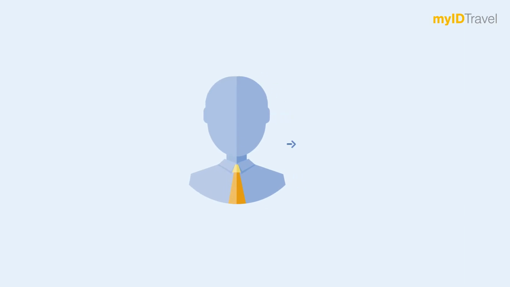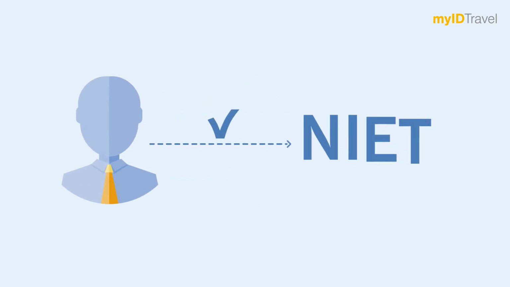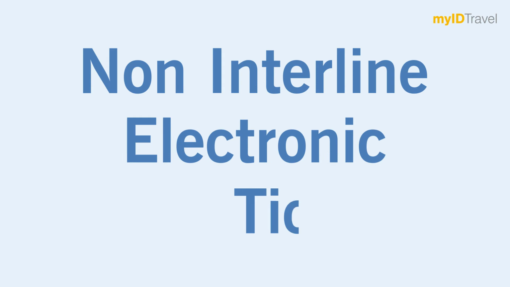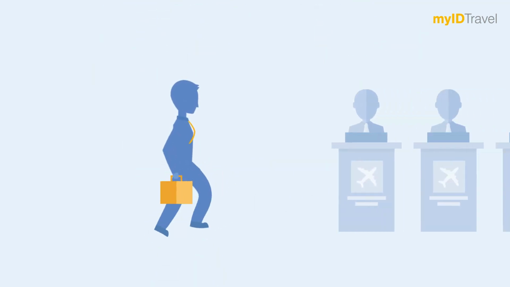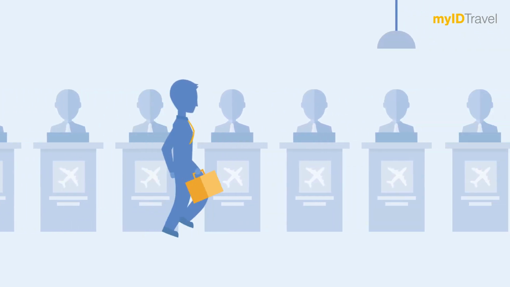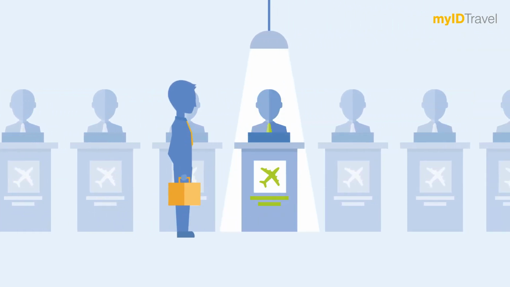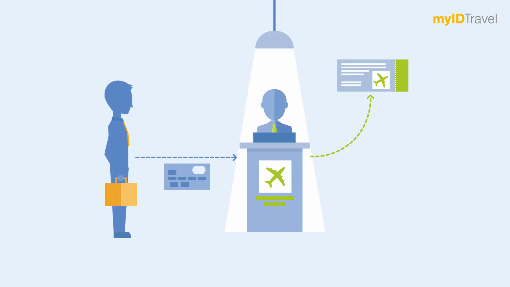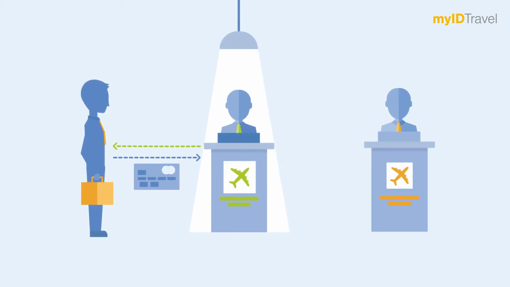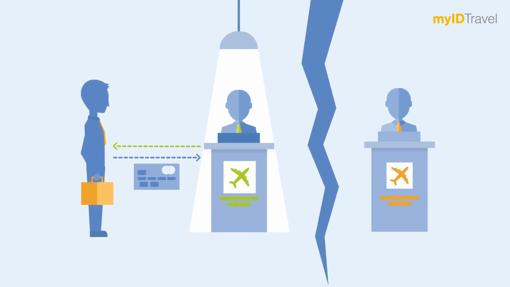I am sure you are familiar with the NIET, Non-Interline Electronic Ticketing Process. Via myIDTravel, airline staff can connect to the reservation system of the air carrier of their choice and make a reservation for and ticket travel on their intended flight. Settlement and payment is handled by the airline employee directly with the transporting airline. At any point, the employing airline is not involved in the settlement and payment process.